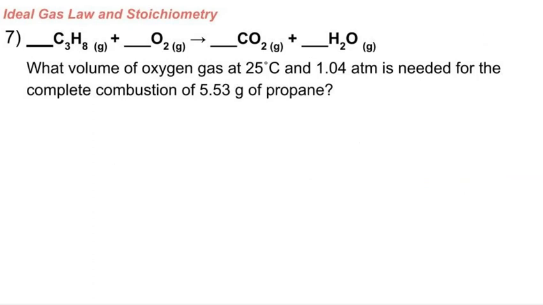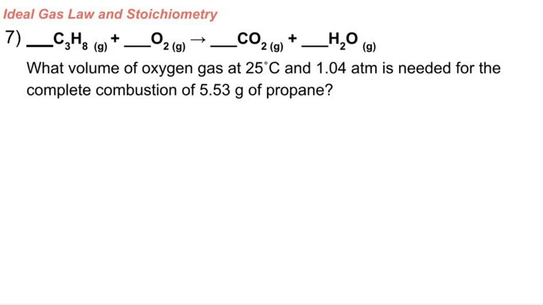Number 7 asks what volume of oxygen gas at 25 degrees Celsius and 1.04 atm is needed for the complete combustion of 5.53 grams of propane. So in this problem, our gas reaction is not occurring at STP. And so we are going to need to use both stoichiometry and the ideal gas law to solve this problem.